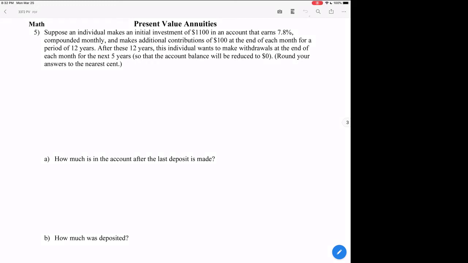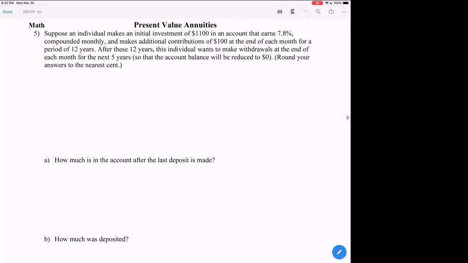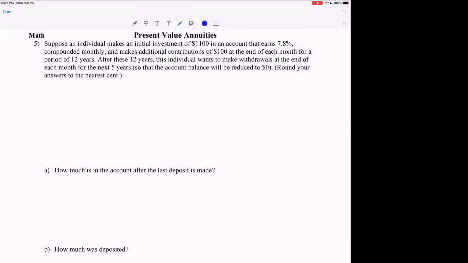Okay, now we're going to do example 5 for present value. Suppose an individual wants to invest $1,100 in an account that earns 7.8% compounded monthly. Then, in addition to that, they're going to make $100 at the end of each month for 12 years. So in other words, they have two things going on. So I'm going to do it this way.